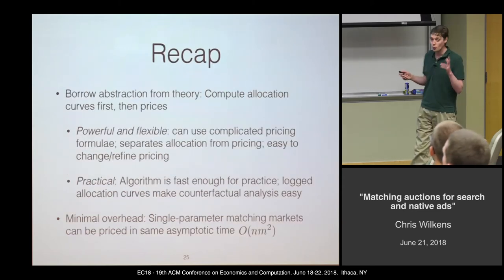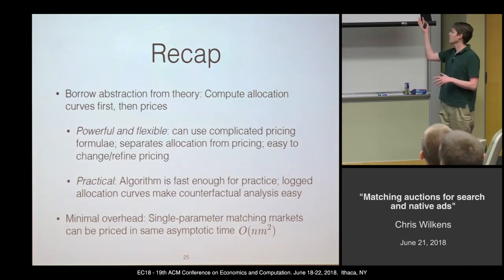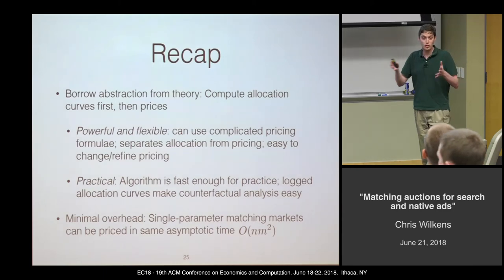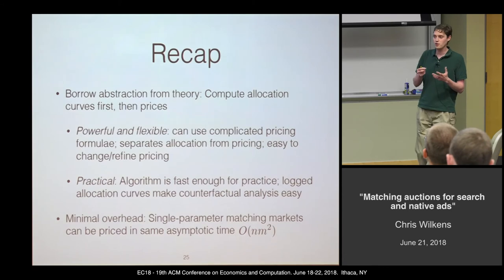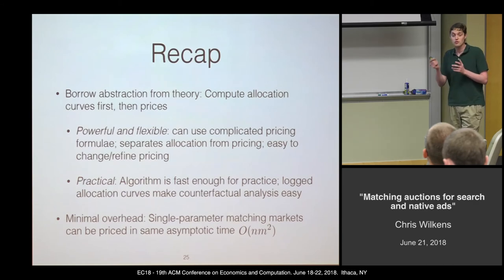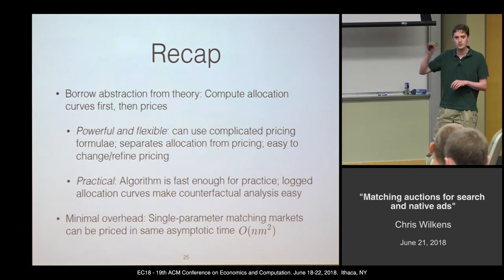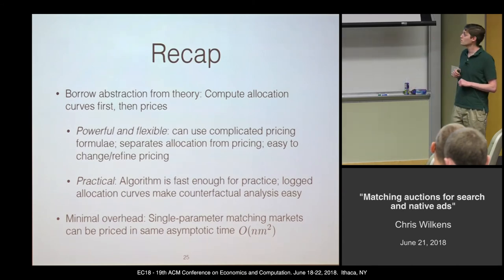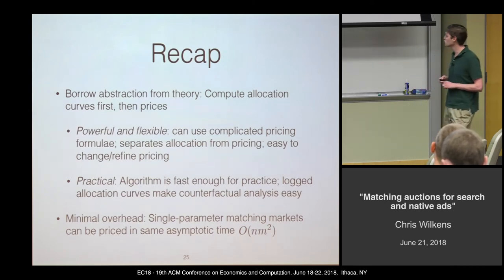Okay, so recap. We borrowed this abstraction that's very common in theory but, as far as I know, hadn't been implemented in practice outside of some of our work. What we're going to do is go ahead and compute the full allocation curve and use that as our basis for computing prices. It's powerful and flexible because it allows us to compute really fancy pricing formulas if that's what we want to do. It also allows you to change and refine them down the road. Like if you find you wanted to tweak it a little bit, reduce the marginal cost that you'd have to pay for certain things, you can do that. You don't have to completely re-engineer your system. It's also practical. We implemented it. It's fast enough to run in production.